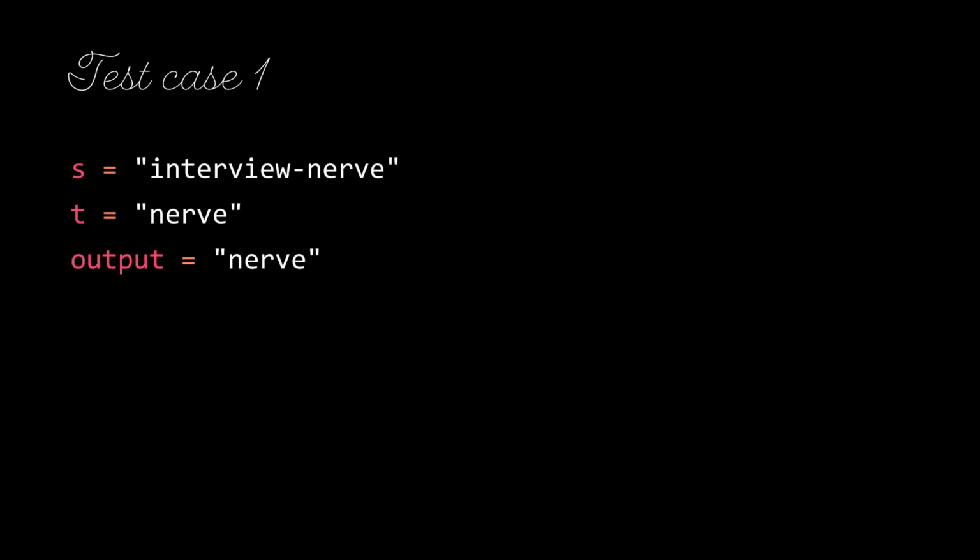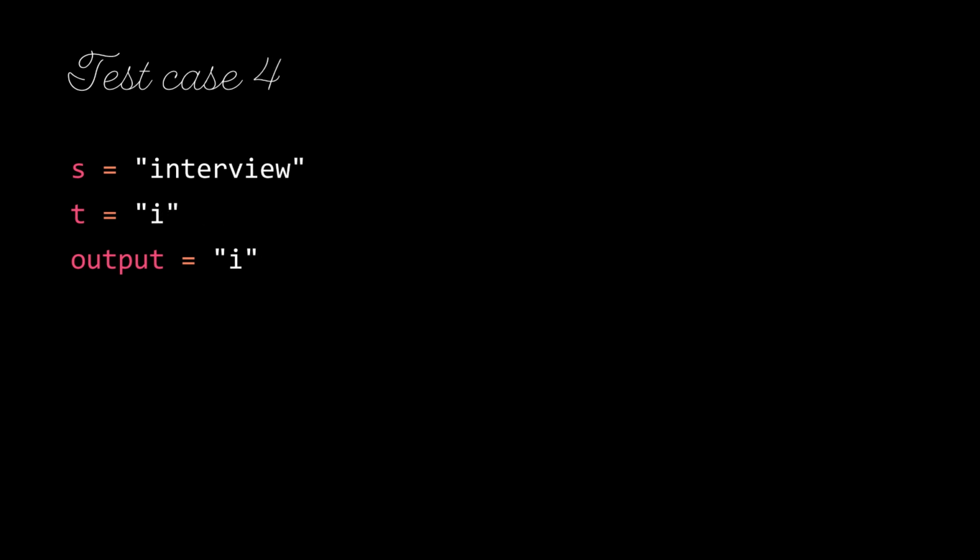The first one is our simple example, interview nerve, and T is nerve. The output will be nerve, same as what we saw in our example. The second test case is also similar. This one is peculiar because of the presence of so many Ns. If we had not backtracked the start position, we would not have been able to find the substring with the minimum length. The third test case is if we remove nerve from our string and just have interview, we would get N, T, E, R, V, I, E.